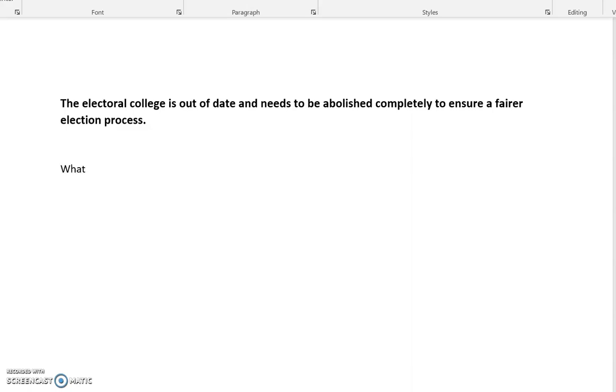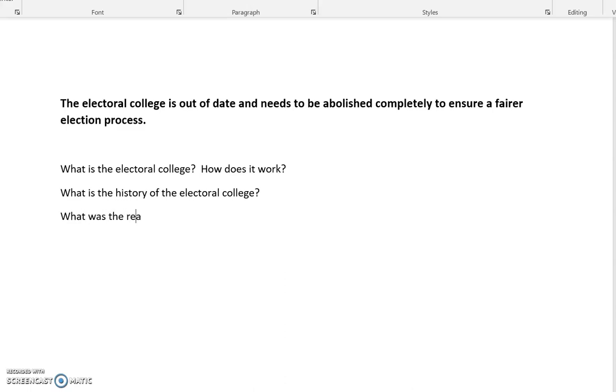For one, what is the Electoral College? How does it work? Also, what is the history of the Electoral College? When did it start? How was it founded, in other words? What was the reasoning for using an Electoral College?